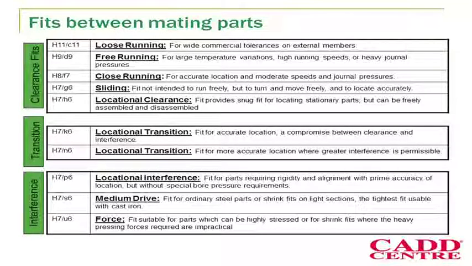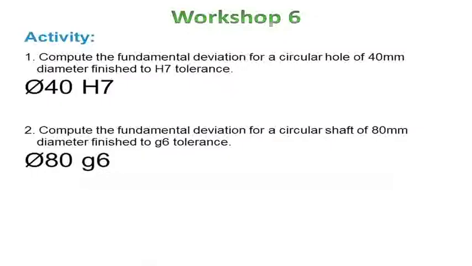For a loose running fit, we use a combination of H11 and C11. For a force fit, we use something like N7 and U6. These are the types of combinations we use. These charts are available in your data book. Now you have to complete workshop number 6. In workshop number 6, you have to find out the fundamental deviation of a circular hole which is 40 mm in diameter, and it is finished as per H7 tolerance. In the second question, you have to find out the fundamental deviation of a circular shaft which is 80 mm and is finished up to G6 tolerance. Once you complete this workshop, you can verify your results with the completed sheet which is available on the ORG page.